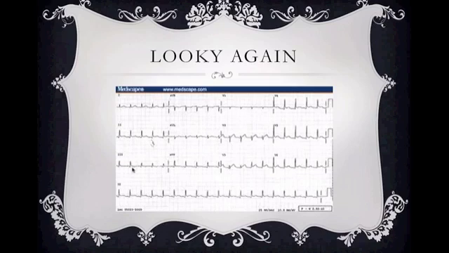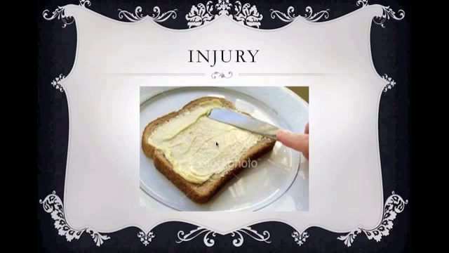All right. Not paying attention to lead 3. We still don't see the criteria for elevation in lead 3, just like the rules say. This has everything on it. This is pericarditis. Nice stuff.